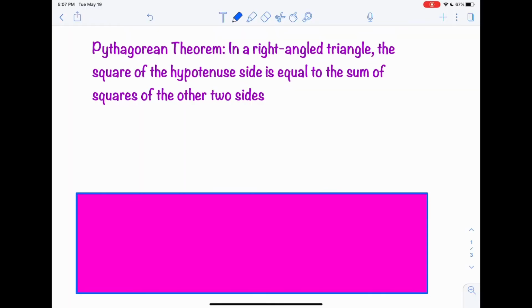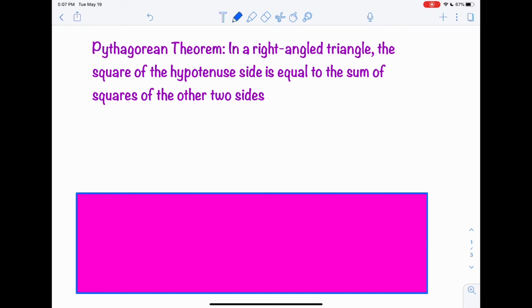Hi guys, so today we're going to be going over the converse of the Pythagorean theorem, and just so we can tell the difference between them, let's go ahead and read them together. So the Pythagorean theorem states that in a right angled triangle, the square of the hypotenuse side is equal to the sum of the squares of the other two sides.